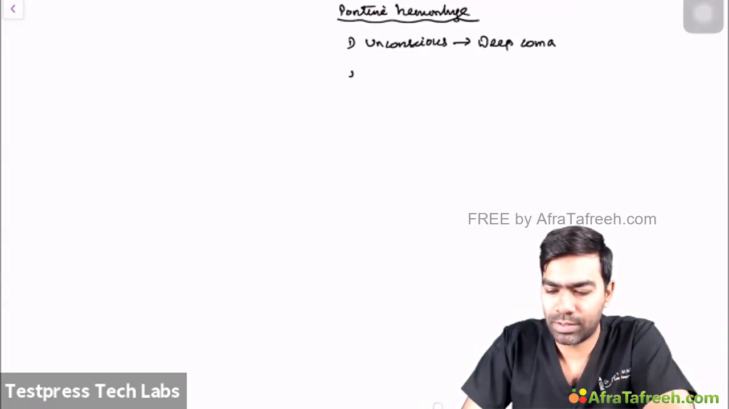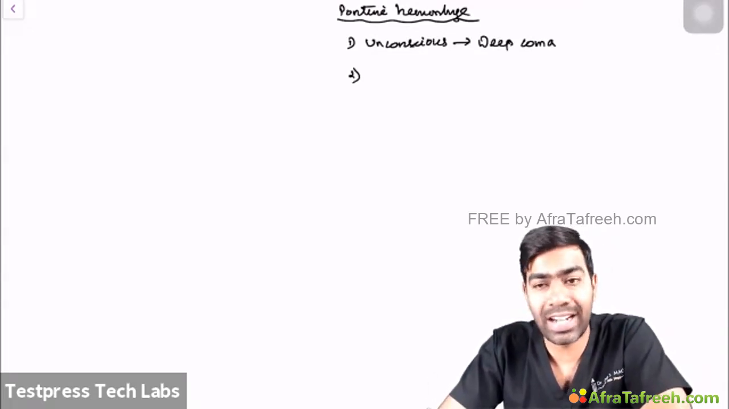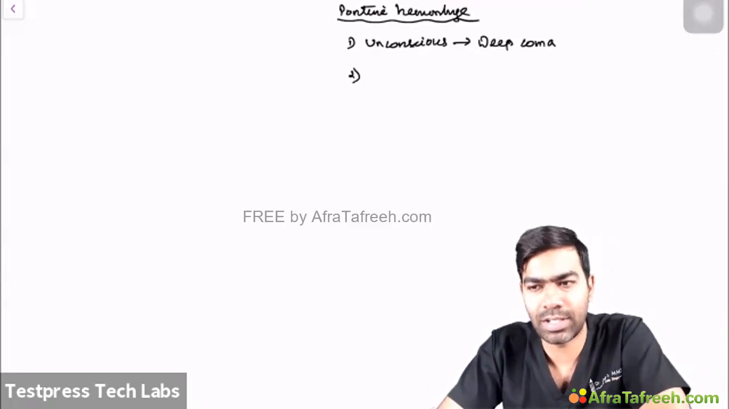Deep coma, which means the patient cannot be arousable at all, because the reticular formation is also damaged here, because it's the seat of consciousness. If that is broken, you cannot get up. Patient will be in deep coma. And second, of course, if the pons is damaged, the horizontal gaze will be completely lost.